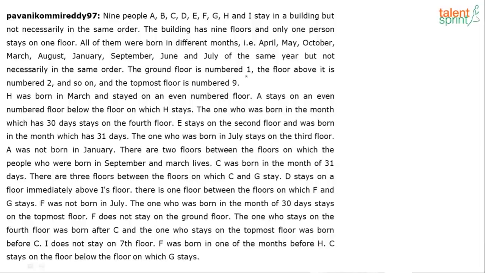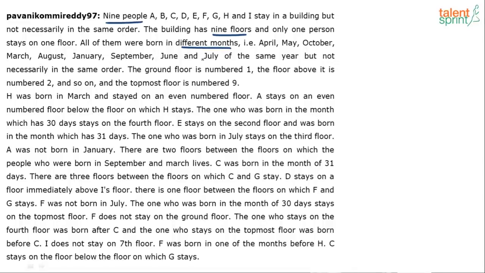The ground floor is numbered 1, and the floor above it is numbered 2 and so on, and the topmost floor is numbered 9. So basically if you see 9 people, A, B, C, D, E, F, G, H and I, 9 different floors and 9 different months of the same year. So we have to find out who stays on which floor and in which month the person was born.